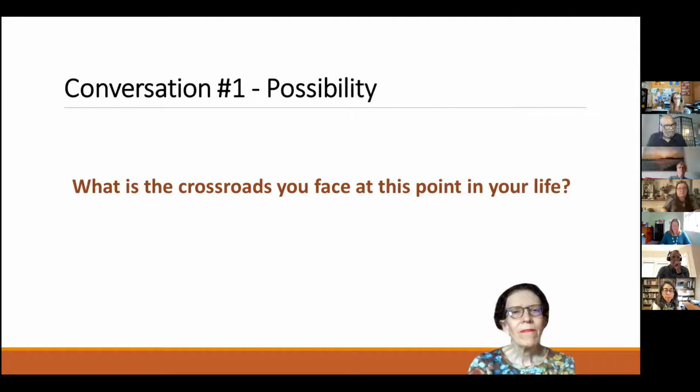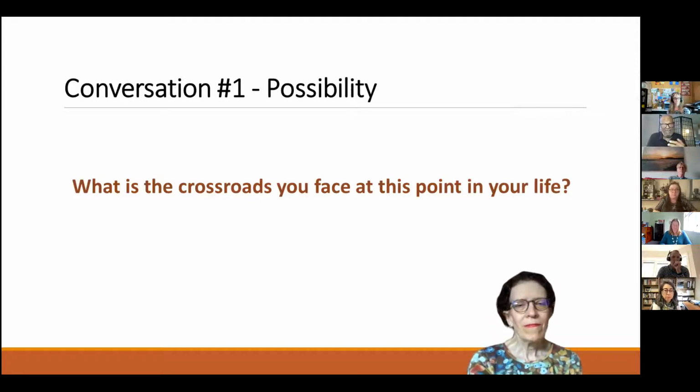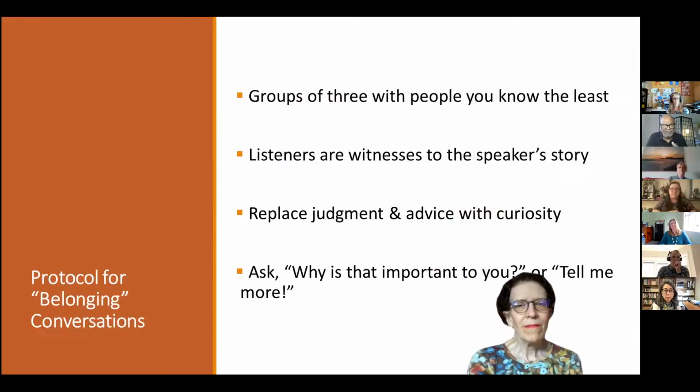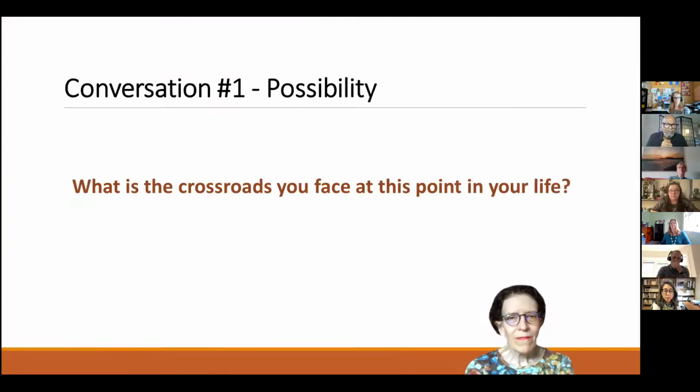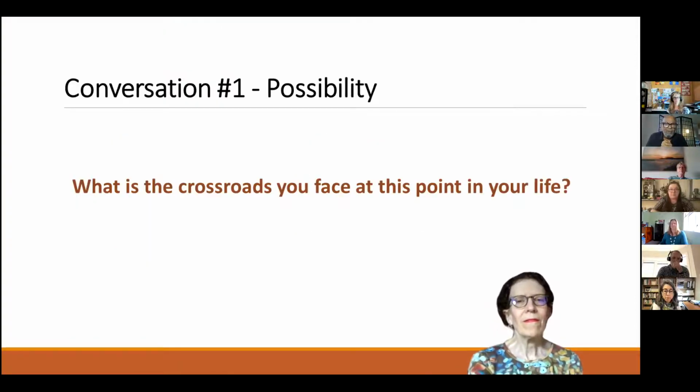Remember those protocols. Replace advice giving with curiosity. Listen to understand. Tell me more. Why was that important to you? And so we'll give you time to respond to a question. So the first conversation we're going to have is a possibility conversation. And remember, a possibility conversation replaces a problem narrative.